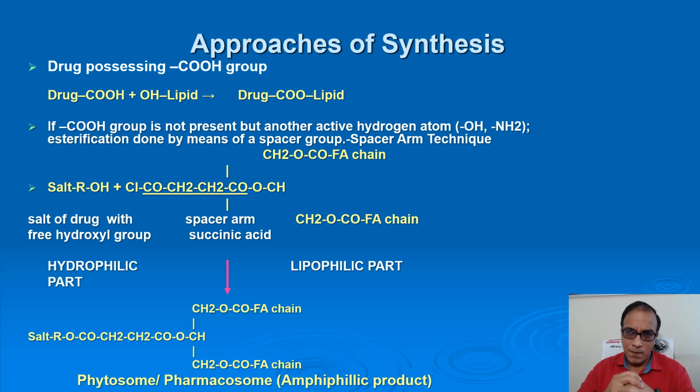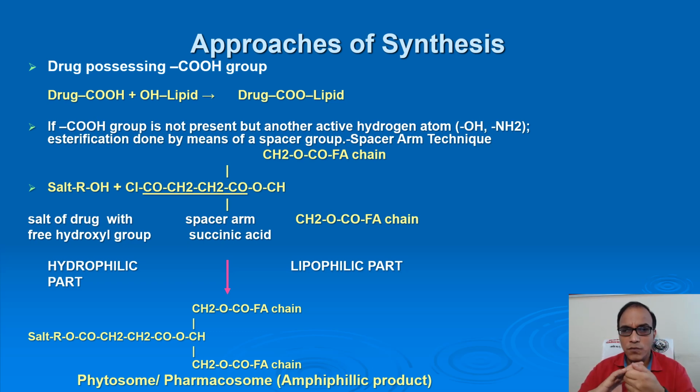Let's have a gross approach of synthesis, how we can prepare or synthesize the liposomes, or sorry, phytosomes. Any drug which possesses a free hydroxyl group or free acid group, COOH group, when it binds with the lipid's OH groups, it forms the complex. If a COOH group is not present, but another active hydrogen atom is there, like a free hydroxyl group or amino group, esterification is done by means of a spacer chain, the spacer arm technique.